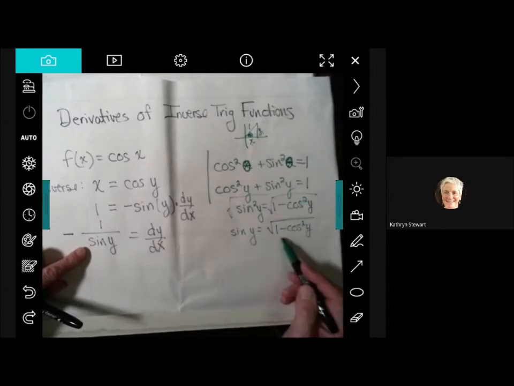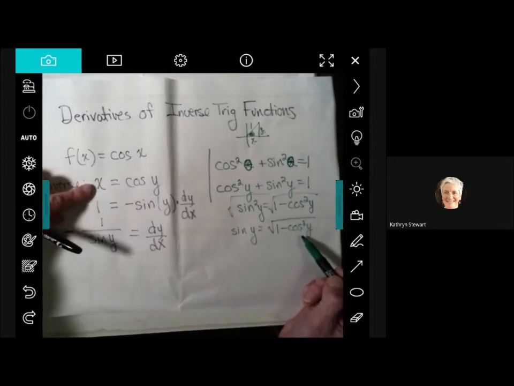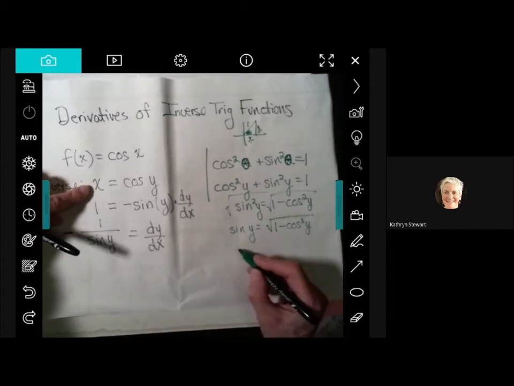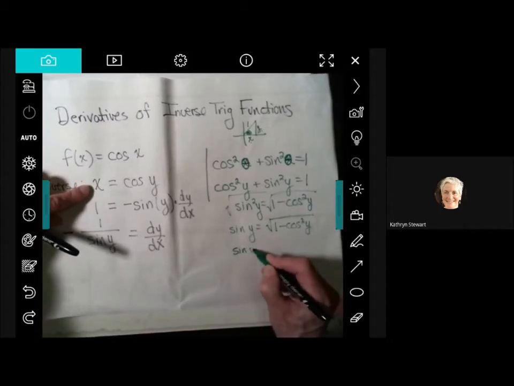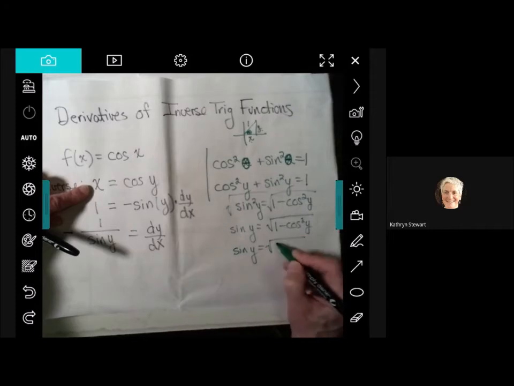Okay, we're getting close. Oh my goodness. Do you see what I see? Pause the video and look. Remember, this is cosine of y squared. What can I replace cosine of y with? Yeah, cosine of y is x. So the sine of y is equal to the square root of 1 minus x squared.